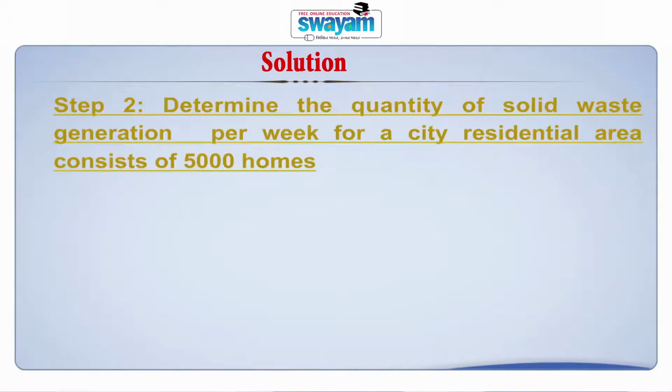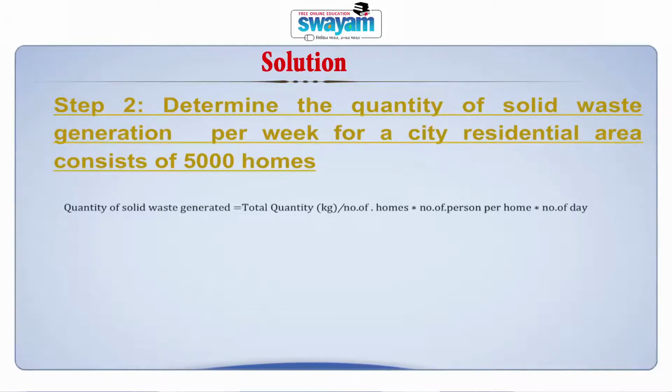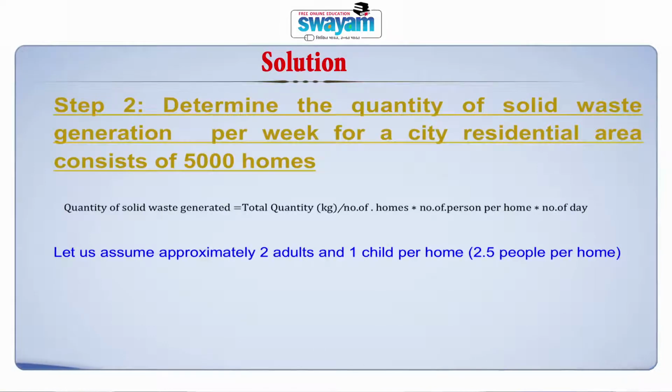But now what we have to find out is the per capita waste generation. Now how will you achieve that? To determine the quantity of solid waste generated per capita per day, or per person, you take the total quantity in kg and divide by number of homes into number of persons per home into number of days. Now let us assume one house will have only 2 adults and 1 child. So that is 2.5 people per home. The child is considered as half here.